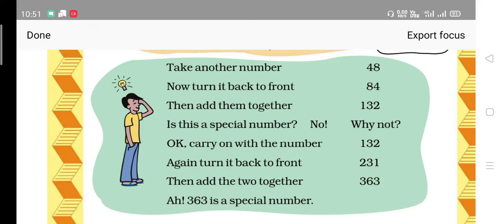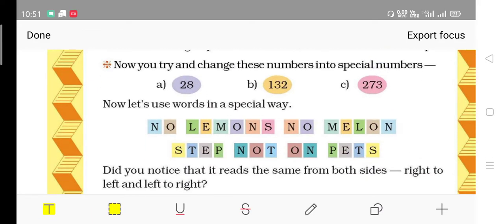Now let's move ahead. See, from these numbers you are going to make the special number. So how can you make it special? What you can do is add 2 and 8, 8 and 2. What will it be? It will be 110, right? So does this make it special? No, that does not make it special, right? So like this you are going to try with 132, that is question B, and 273.